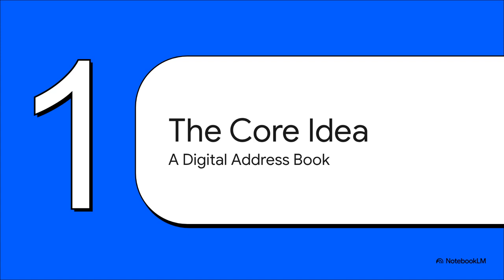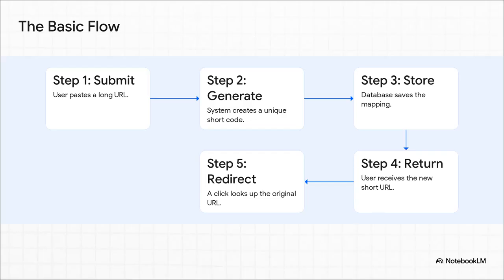Okay, so here's the basic flow, step by step. First, you give it the long URL. The service then cooks up a unique shortcode for it. It saves that connection, shortcode points to long URL, in a database. Then it gives you back your brand new short link. And of course, when someone clicks that link, the service just looks up the original address and forwards them right along. Sounds easy, right? Well, this is where it gets interesting. The devil is always in the details.